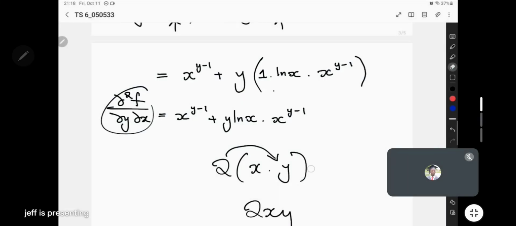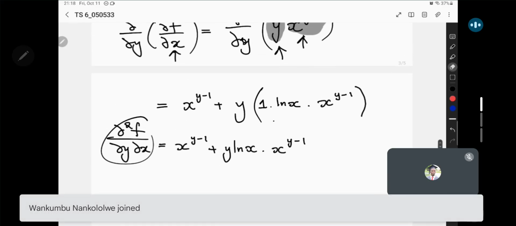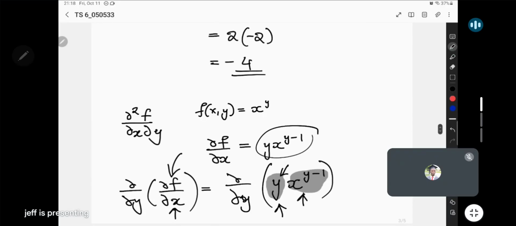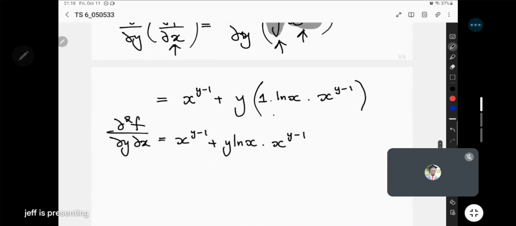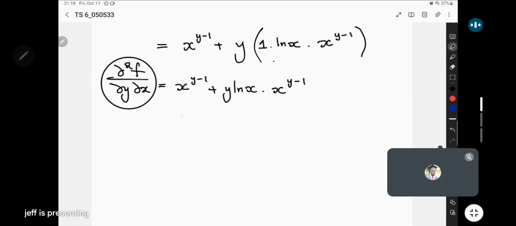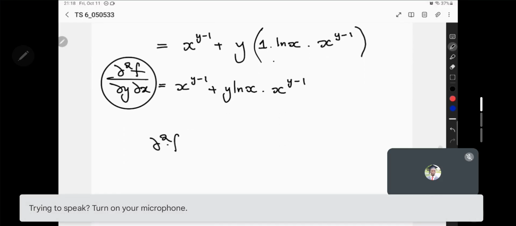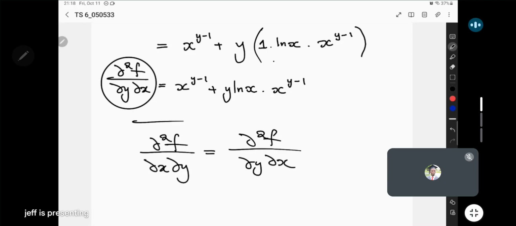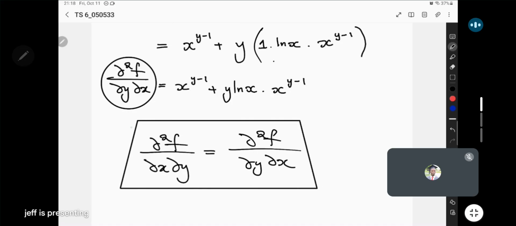Okay, so basically this is how it goes. Notice that in the problem, they wanted the second partial, and then the mixed partial down here, partial x, partial y. The one I evaluated looks like this. You have to know that this is the same as this. They give you the same solution.